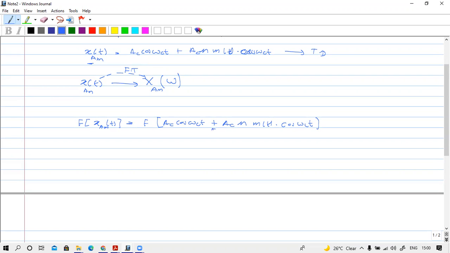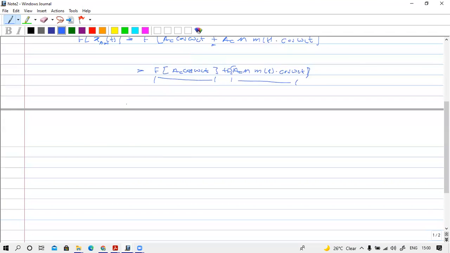If we have a plus or minus sign between these two terms, using the linearity property we can write the Fourier transform of A_C cos omega_C t plus A_C mu m(t) cos omega_C t as the sum of the two Fourier transforms. So we can evaluate this term's Fourier transform and that term's Fourier transform separately, then add them, and we get the full frequency domain signal. So let us consider this part.